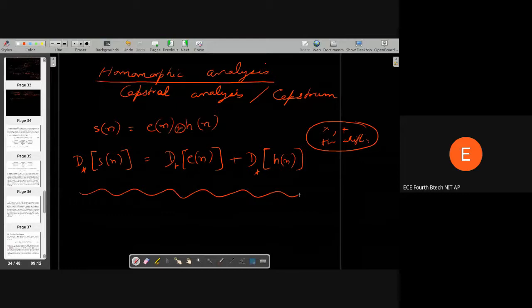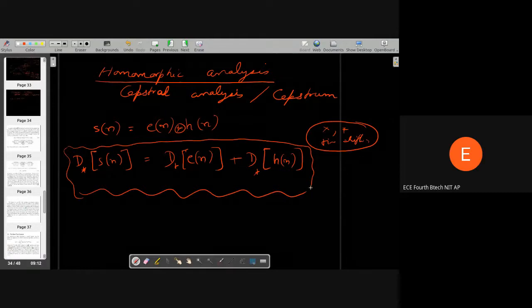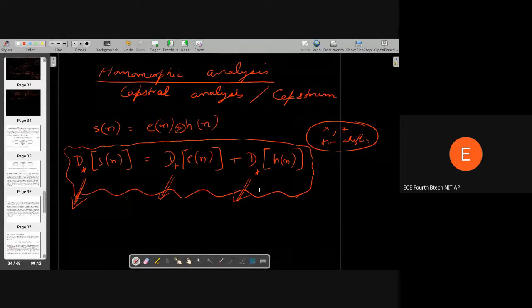This operation is called homomorphic analysis. This is an operator, which we denote by D star. If we apply it on a convolved signal, then we get, in summation form, the operated versions of the individual signals. So this is called homomorphic analysis.